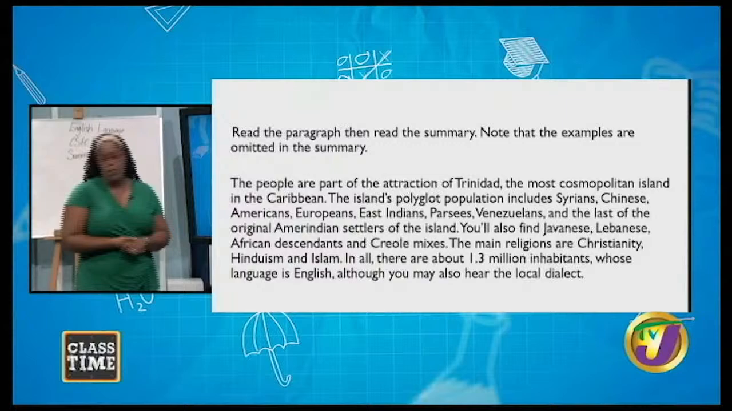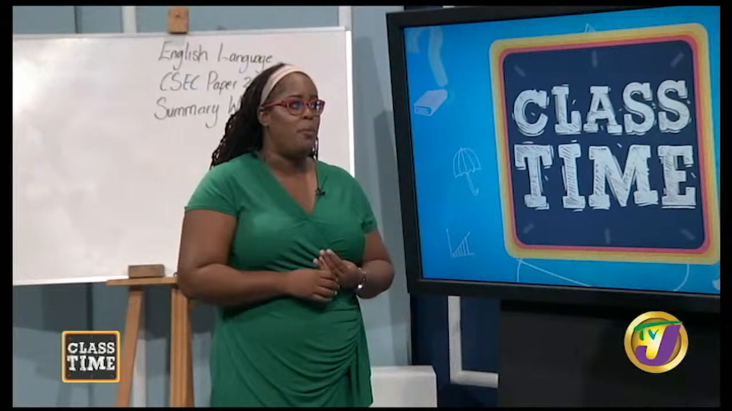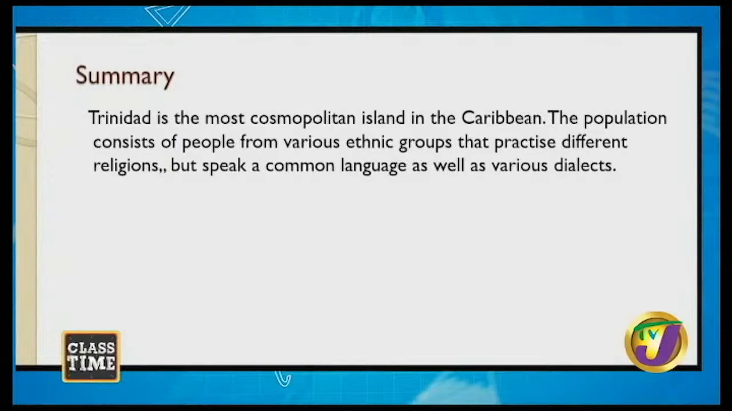All right, so let's look at the summarized version. Trinidad is the most cosmopolitan island in the Caribbean. The population consists of people from various ethnic groups that practice different religions, but speak a common language as well as various dialects.